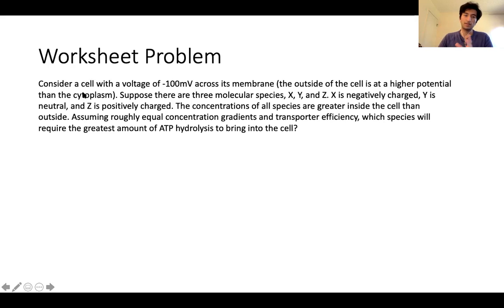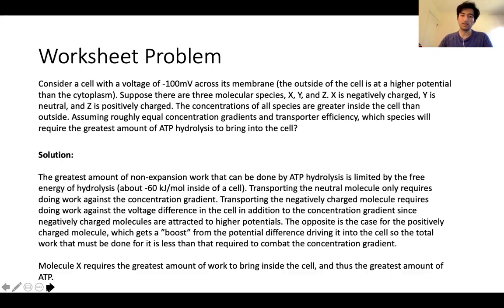And so the key thing to note here is that because you have this field of negative 100 millivolts, meaning that you have a higher potential outside of the cell, it's going to be harder to move a negative charge from high potential to low potential, but it'll be easier to move a positive charge from high potential to low potential. So even though you'll be fighting the concentration gradient for each one of these species, for molecule X, because it's negatively charged, you have to fight the concentration gradient and the electric field, which makes its transport the most difficult. And so the answer to this question is that molecule X requires the greatest amount of ATP hydrolysis.